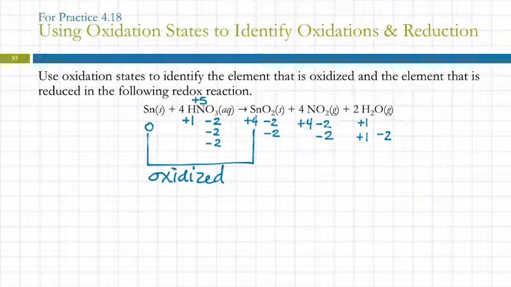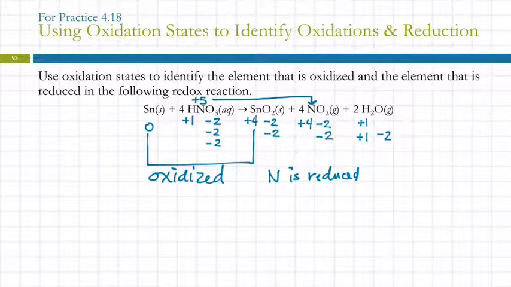What is being reduced? The nitrogen. The tin being oxidized is relatively easy to pick out. The nitrogen being reduced, the only way you can figure out which one is by looking at the oxidation states. So nitrogen went from +5 to +4. Its oxidation state went down. It was reduced. So the nitrogen is reduced. The element that's oxidized is the tin. Any questions?